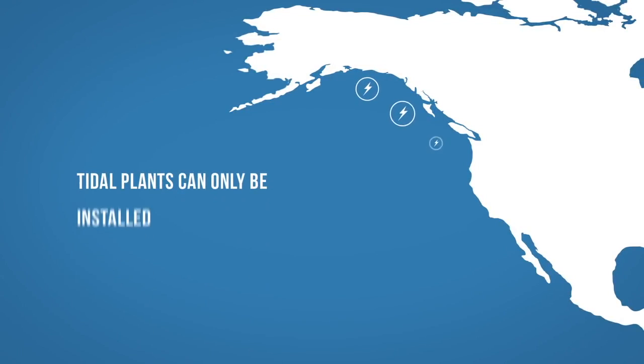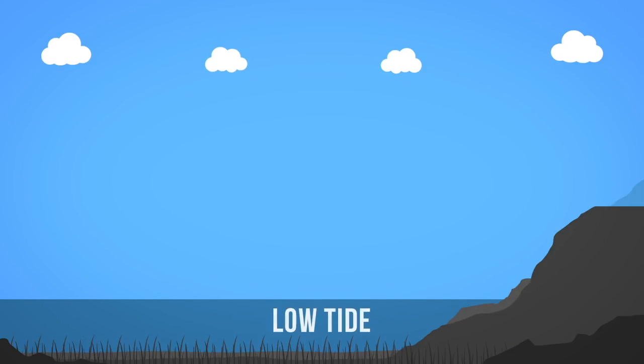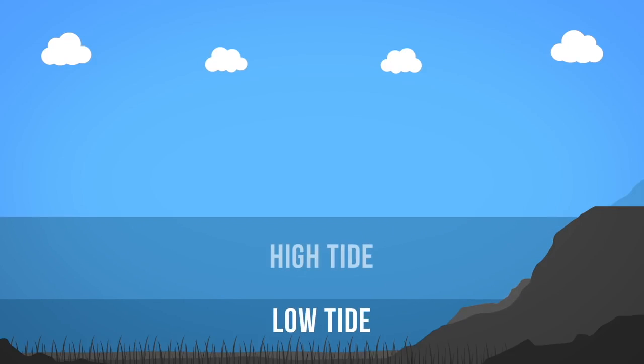Tidal plants can only be installed along coastlines. Coastlines often experience 2 high tides and 2 low tides on a daily basis. The difference in water levels must be at least 5 meters high to produce electricity.